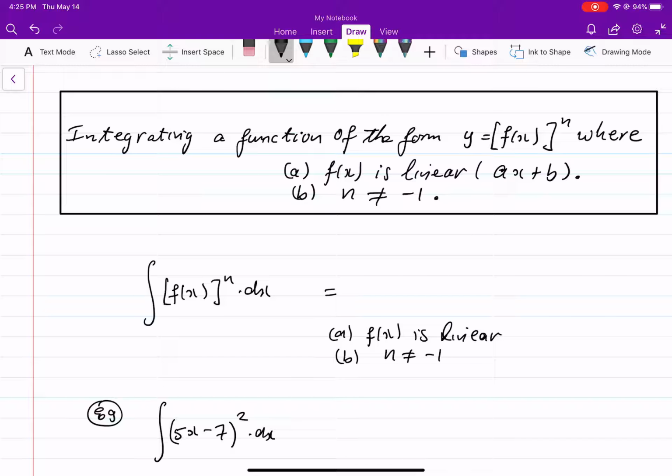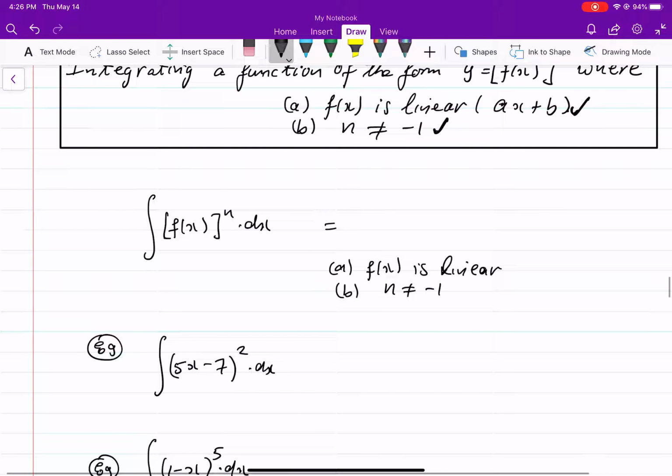The integral of f of x to the n dx. By the way, the restrictions are f of x is linear. A linear function is written in the form ax plus b, like that. And the same old restriction, n must not be minus 1. The integral of f of x to the n dx, where f of x is linear and n is not minus 1, is this expression. 1 divided by f prime of x times f of x to the power n plus 1 divided by n plus 1 plus c.